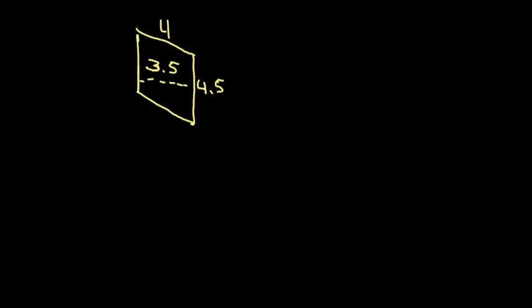Alright, so let's do another example. I've got a parallelogram with side lengths of 4 and 4.5. So I'm going to put in my other side lengths to do perimeter. I've got another side of 4, another one of 4 and 5/10. So I'm just going to add those all up: 4 plus 4 plus 4 and 5/10 plus 4 and 5/10.